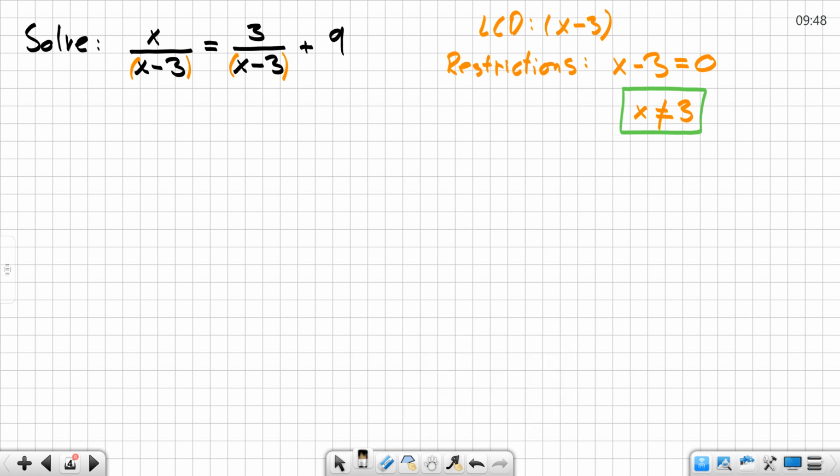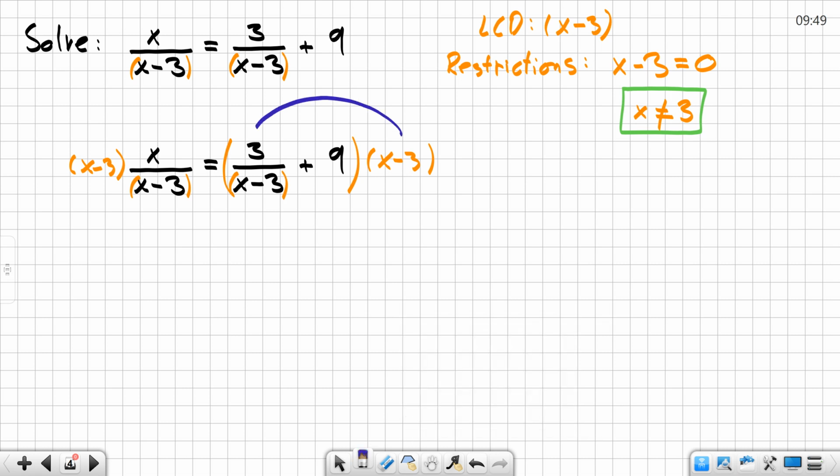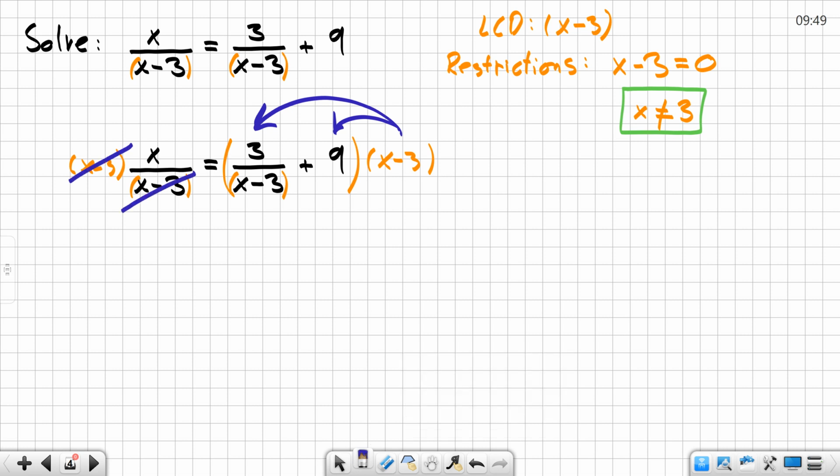Now I just move on by doing the exact same thing as before. I will take my equation and I will multiply the left and the right side by the least common denominator, which was x minus 3. I see already on the right side that I will have to multiply both terms by x minus 3. What is happening on the left side? This is nice. This x minus 3 is completely canceling out, and the only term that is left is one single x.